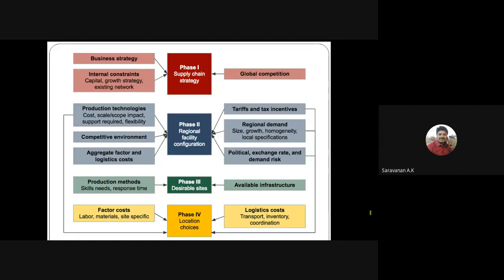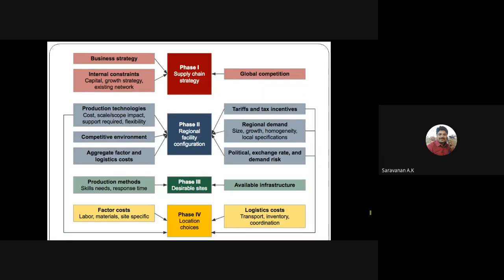Then the next one is that the owners, that is the managers, must identify the demand risk, the exchange rate and the political risk associated with the particular regional markets. Then we have to identify the tariffs and tax incentives. We also have to identify the competitors in each region, who the competitors are, and how they are carrying out their competitive strategies. That we have to analyze. Then we have to locate our facility.